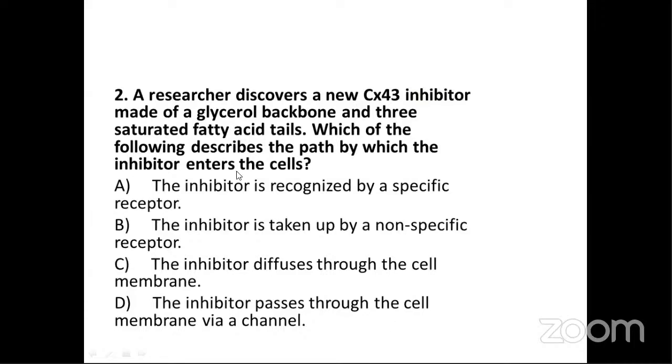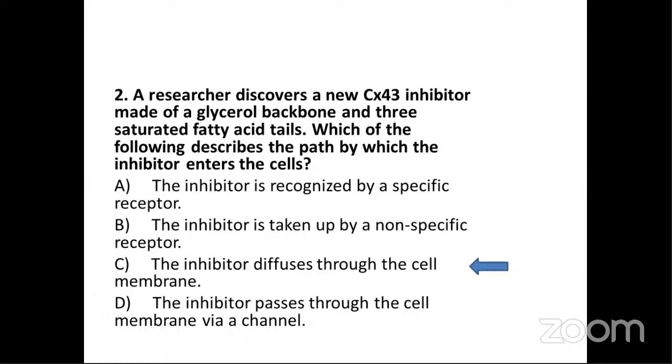Okay, so the correct answer is actually C. The inhibitor diffuses through the cell membrane. What do you know about this inhibitor? Well, it's made of a glycerol backbone and 3 saturated fatty acid tails. What does that sound like? That sounds a lot like a triglyceride, because glycerol and 3 fatty acids sounds a lot like triglyceride. What is a triglyceride? That's a lipid.